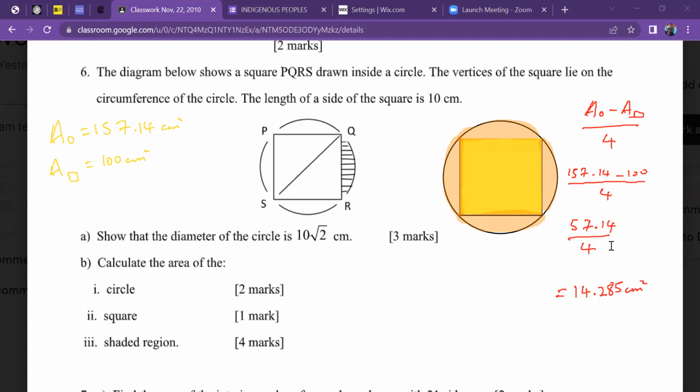All right. Sir, what if they said that you should round it off to 1 or 2 decimal places? Would it be 14.3? One decimal place will give me 14.3. Yes. Correct to one decimal place, 14.3.